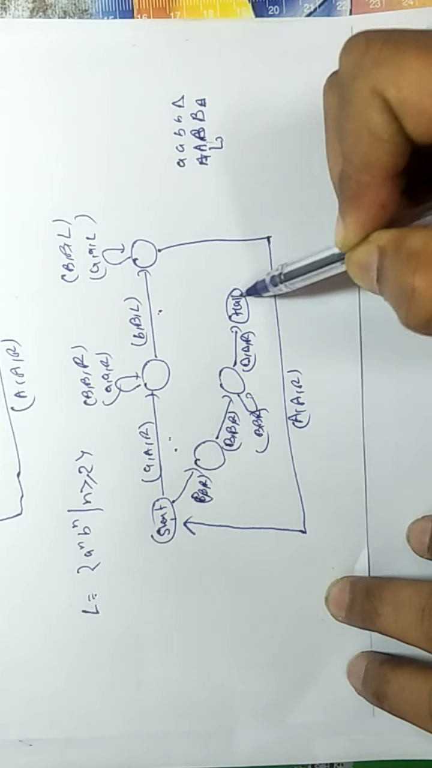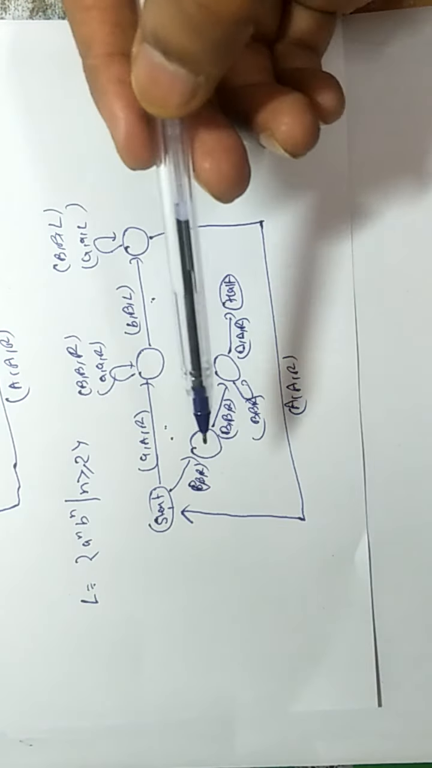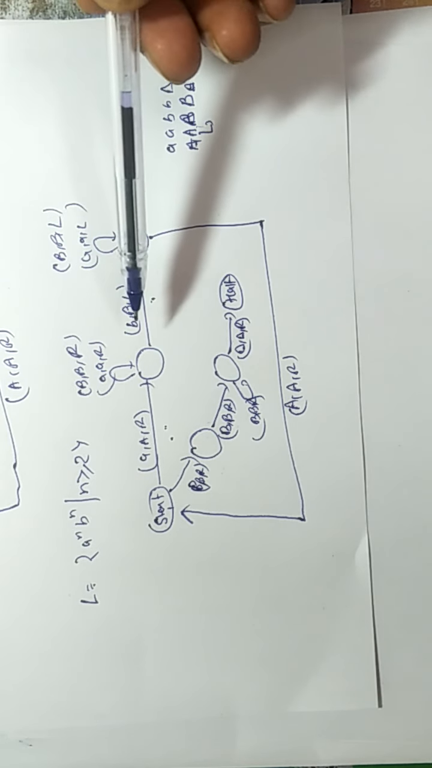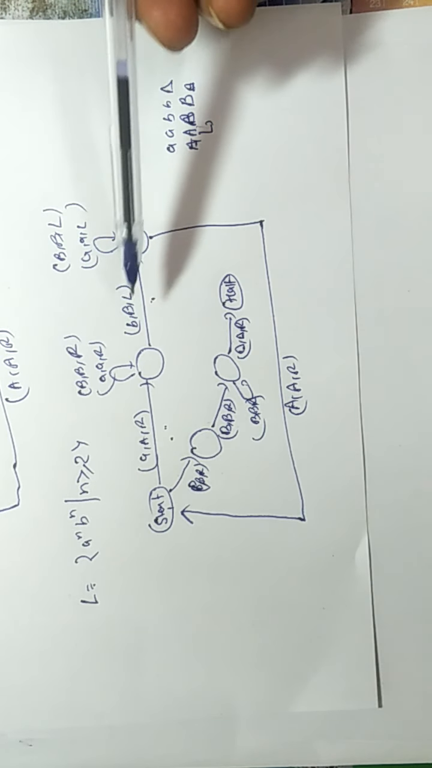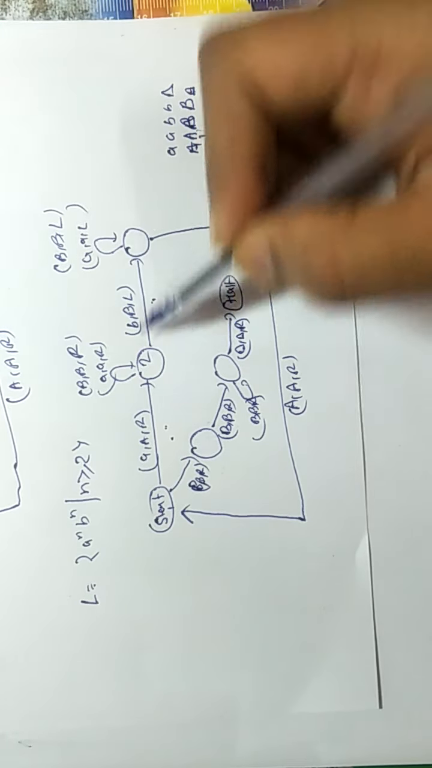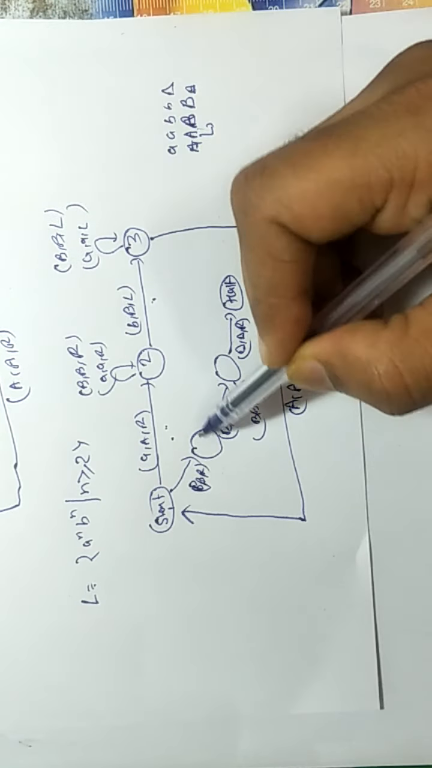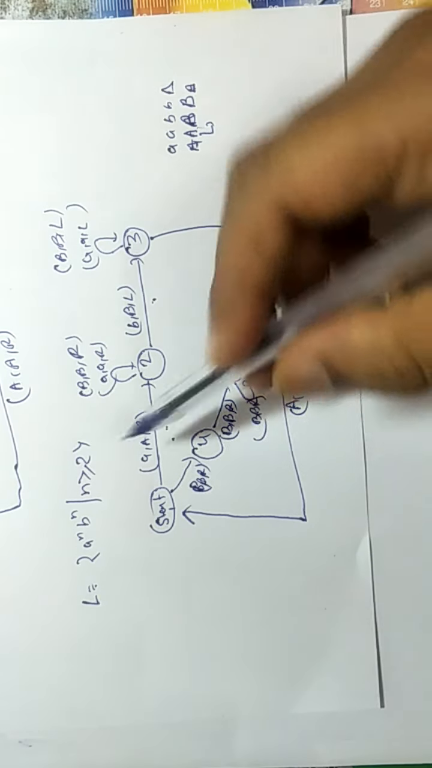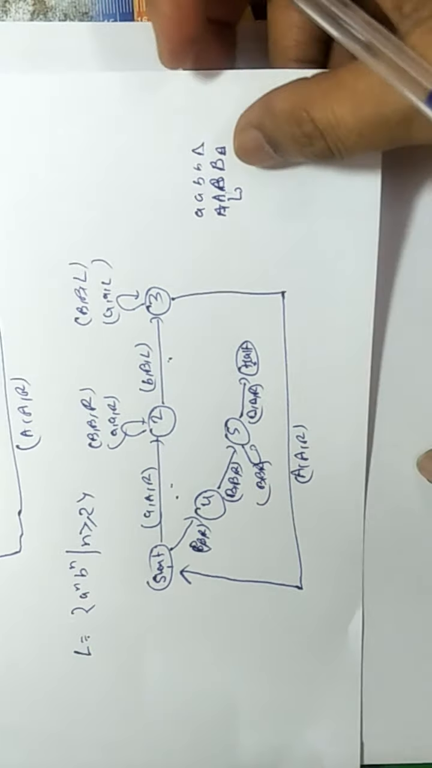So in this way you are ensuring that you will get at least 2 capital B. It means that you have changed at least 2 small b to capital B and small a to capital A. So this will be the Turing machine for n greater than equal to 2.